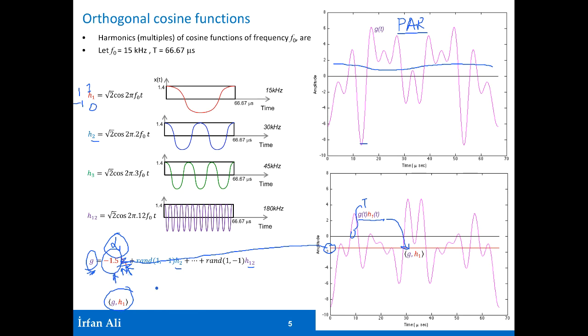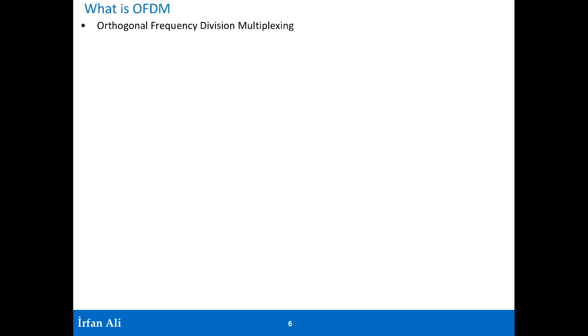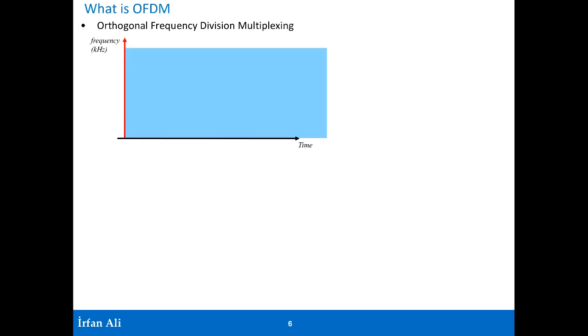So if you're doing something like amplitude modulation, where you're putting different amplitudes of signals into a component, you can do amplitude modulation on this particular harmonic. So this is the basis of OFDM. And we will now look at it in a little bit more detail, one more level of detail.